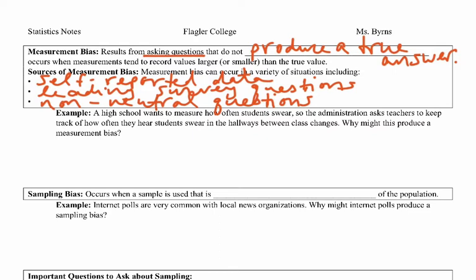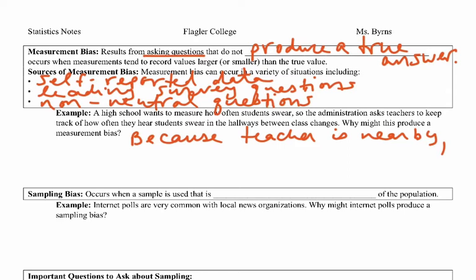A couple of examples here. A high school wants to measure how often students swear. So the administration asks teachers to keep track of how often they hear students swear in the hallways between class changes. Why might this produce a measurement bias? There are a lot of answers you could give that would be plausible. A couple of things I thought of: students may not swear if a teacher is nearby. Students might tone down their language.